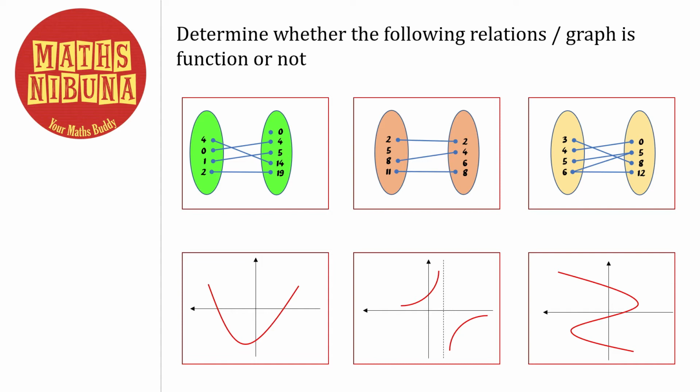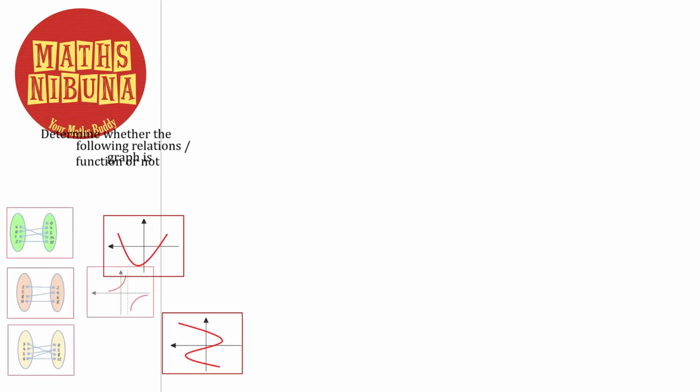Today we will see another question based on function. This is very basic in function, where we have to determine whether the given relations or the given graph is a function or not. In this question we have three relations, 1, 2, 3, and then three graphs. So we have to decide whether each is a function or not. Let's look at the question and see how to answer it.